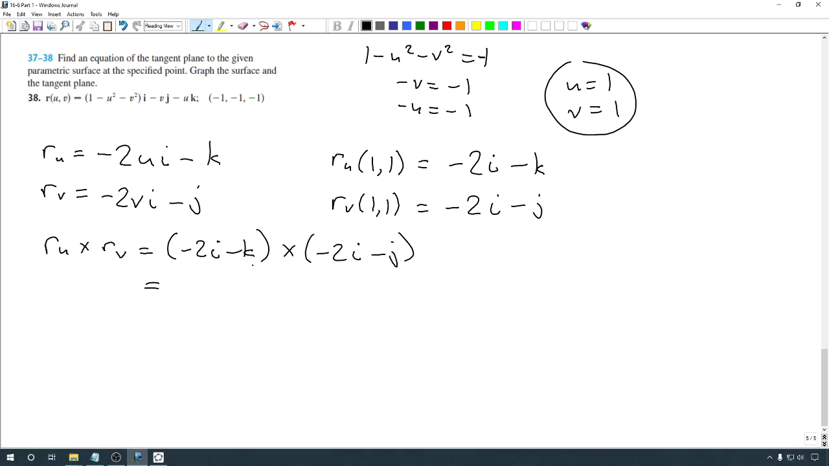We have negative 2i crossed with negative j. So we could say 2i cross j. We'll worry about what that is in a second. We have the negative k crossed with negative 2i. So that turns into plus 2k crossed with i. And then finally, negative k crossed with negative j. That's plus k crossed with j.